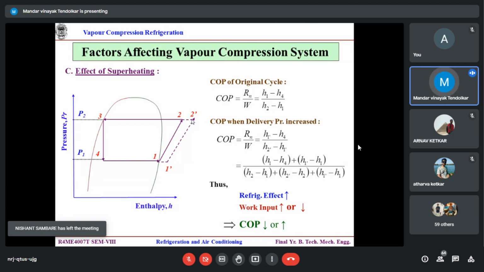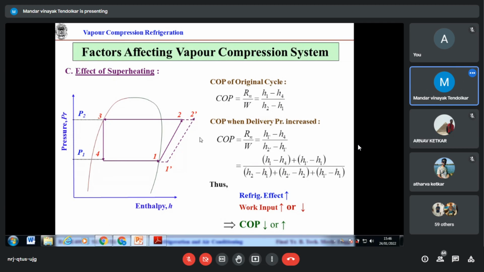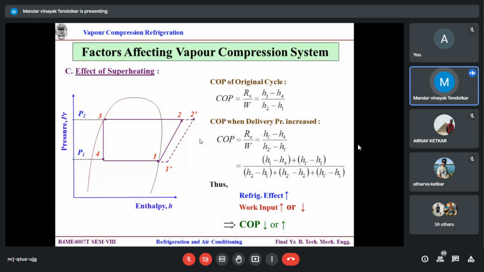Yes or no? Any doubt? No, sir, no doubt. Okay, so this gives me another clear hint that unnecessarily superheating the gas does not ensure that my performance would be better.